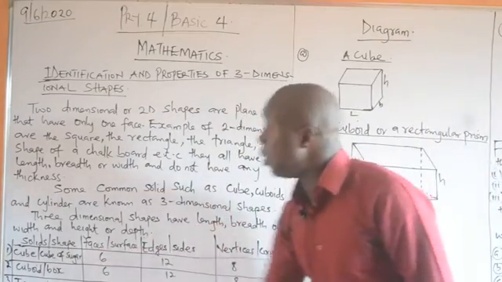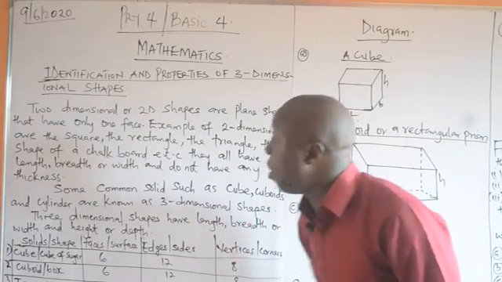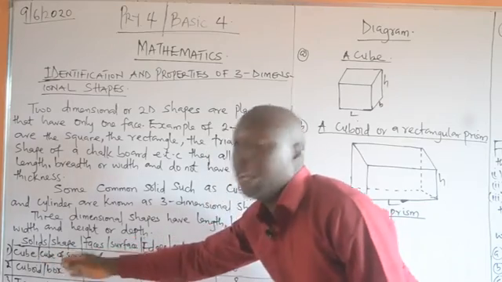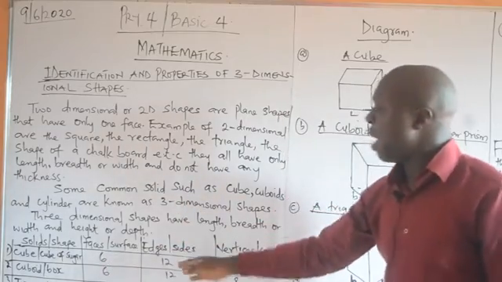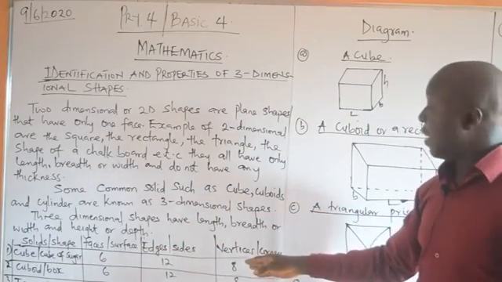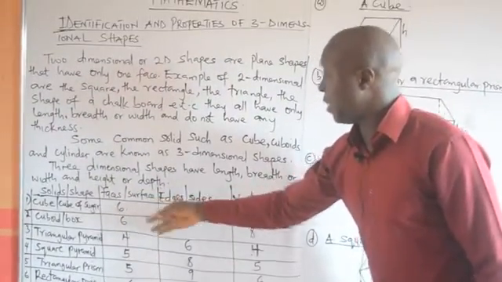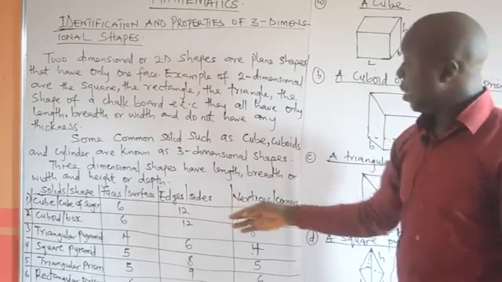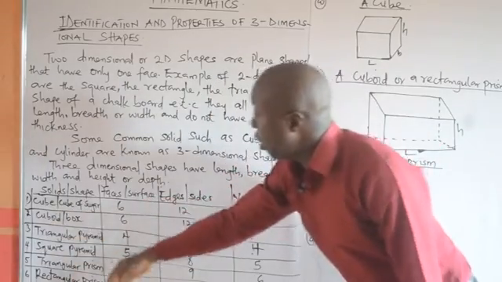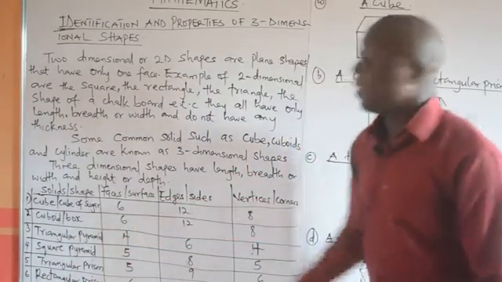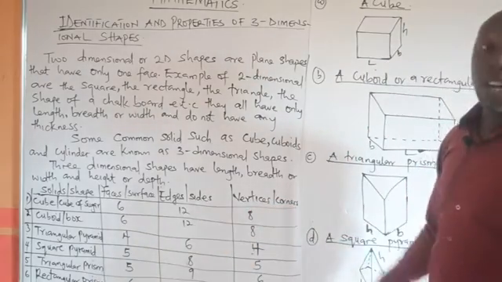We have some examples of three-dimensional shapes. We have the cube, a good example, like a cube of sugar, with 6 faces, 12 edges, and 8 vertices. A cube has 6 faces or surfaces, 12 edges or sides, with 8 vertices or corners. While a cuboid has 6 faces or surfaces, 12 edges, and 8 vertices or corners.